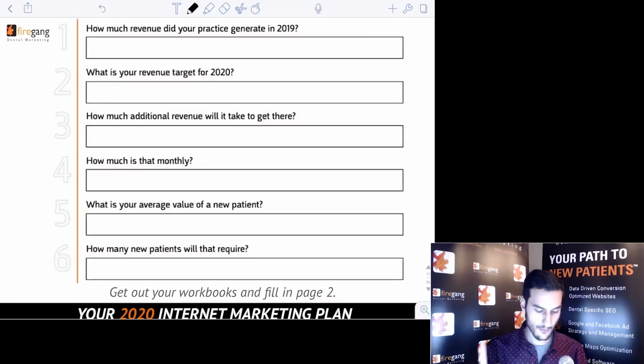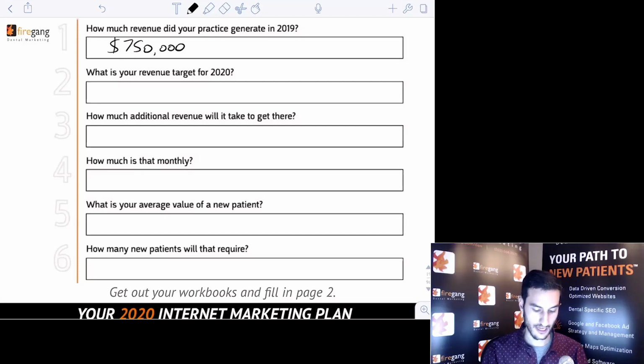So step 1, how much revenue did the practice generate in 2019? If you don't know exactly, give just a pretty good ballpark for what your practice might have been. Let's say, for our example, that the practice generated $750,000 in revenue in 2019.